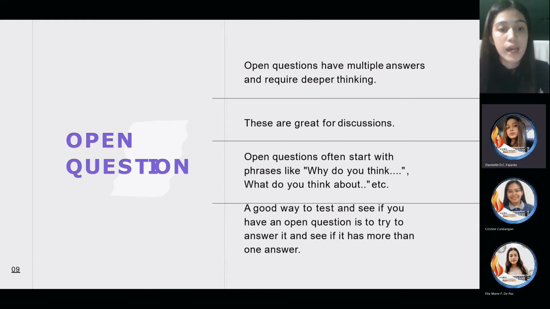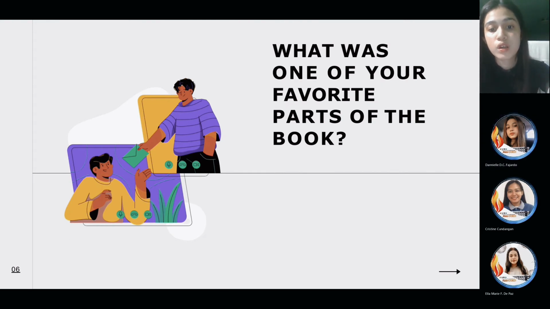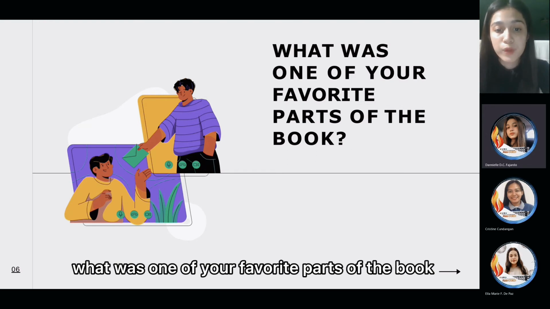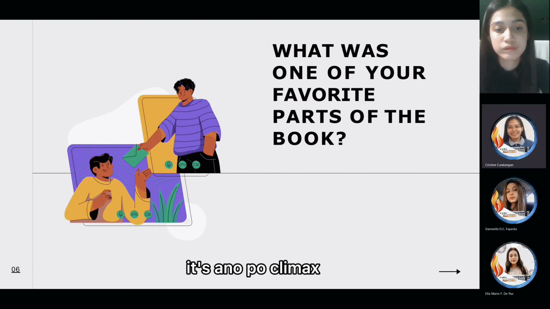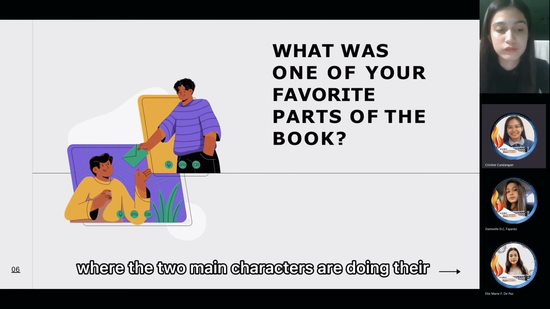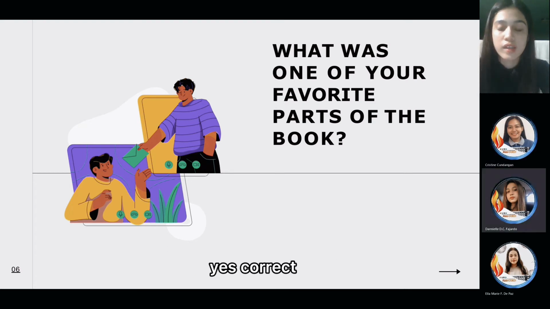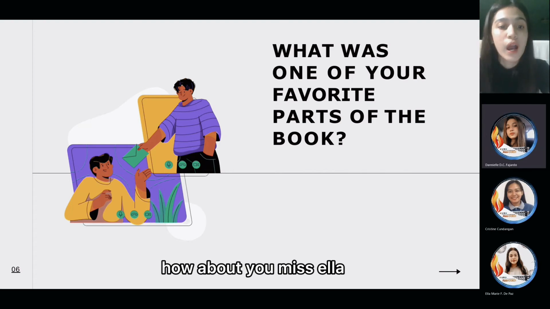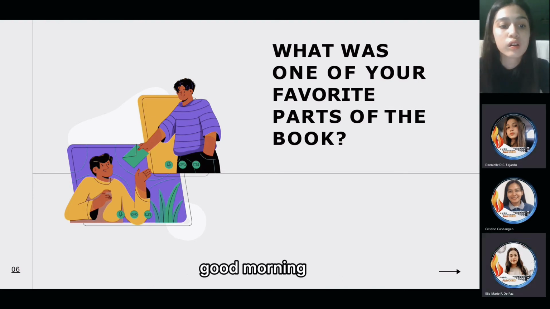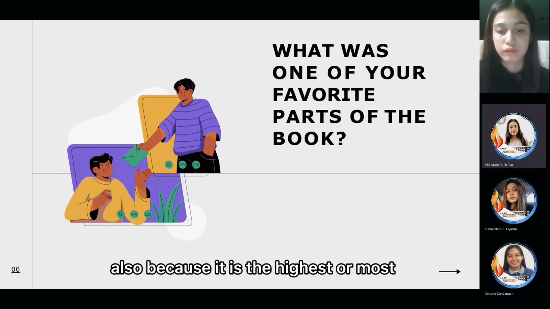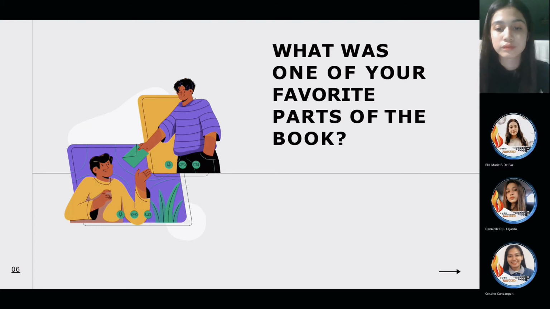So, an example of this might be, what was one of your favorite parts of the book? Miss Kondangan, what was one of your favorite parts of the book? Good morning, ma'am. It's the climax, po, which is the exciting part where the two main characters are doing their most unforgettable moments. Yes, correct. That's my favorite part also. How about you, Miss Ella? What was one of your favorite parts of the book? Good morning, ma'am. Climax is my favorite part of the book also because it is the highest or most intense point in the development of the story. Yes, correct.